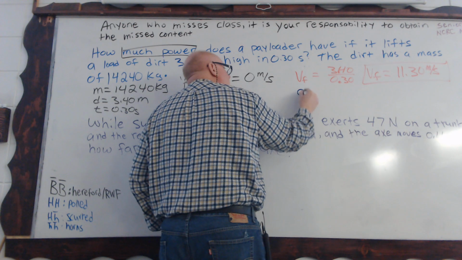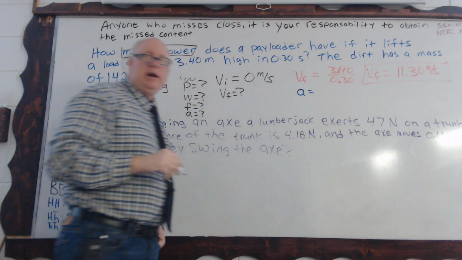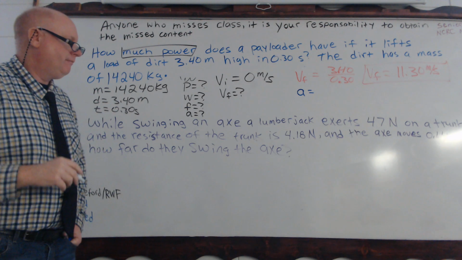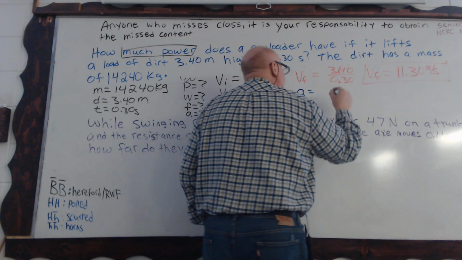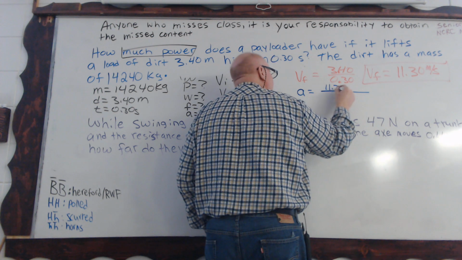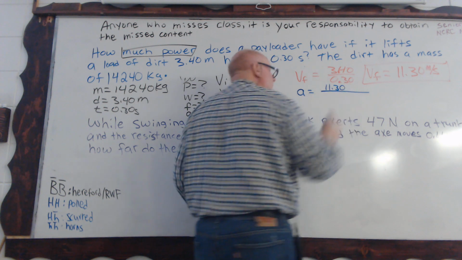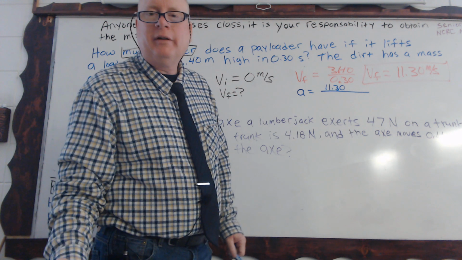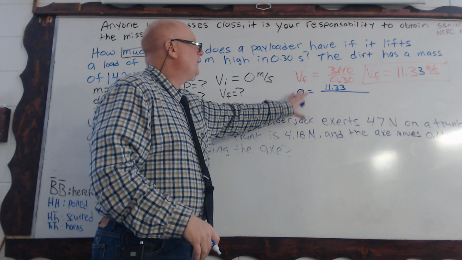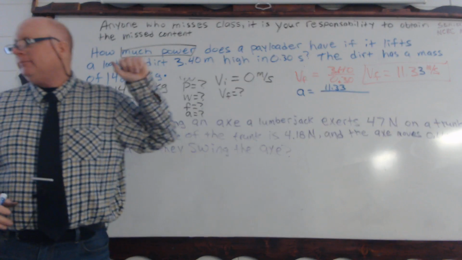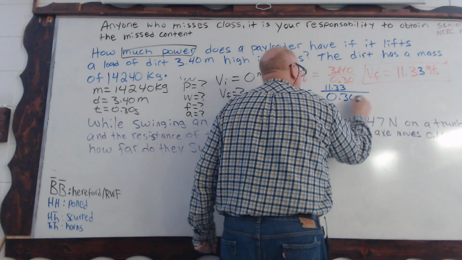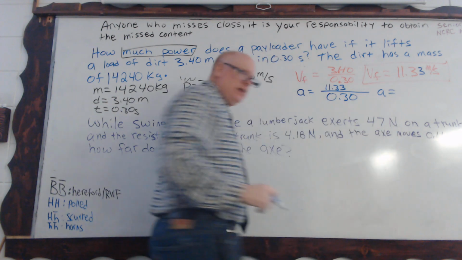So an acceleration then, how do we find that? We do a equals, and on the right side we put 11.33 minus 0. Good morning. Okay, just a moment here. So now, we got our 11.33, and what are we going to divide that by? 0.30. So what is our acceleration then?